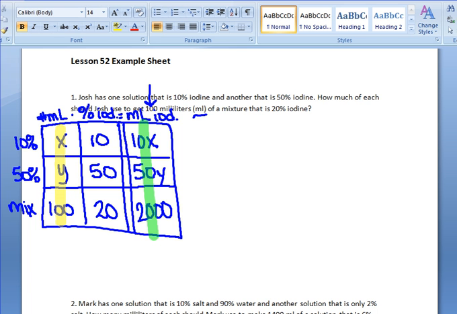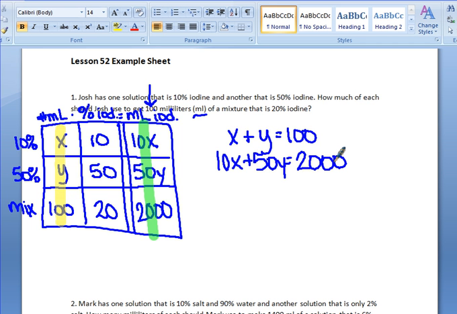Now, the question says how much of each should we use, but we know that we want to end up with 100 milliliters. So we're going to take our number of milliliters plus our number of milliliters is going to be equal to 100. So one equation is going to be X plus Y equals 100. Then we're going to use this column, and we're going to write our second equation: 10X plus 50Y equals 2,000.